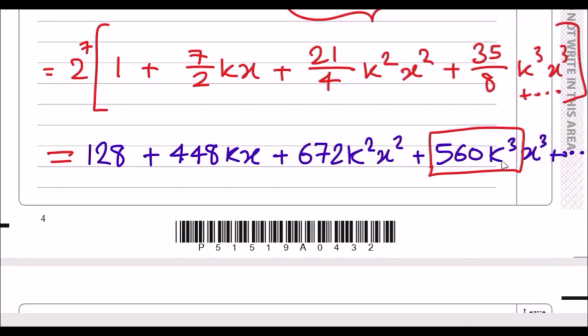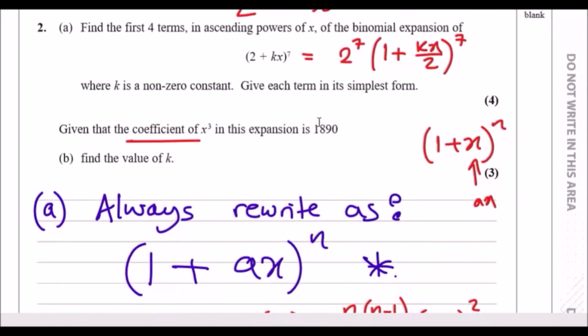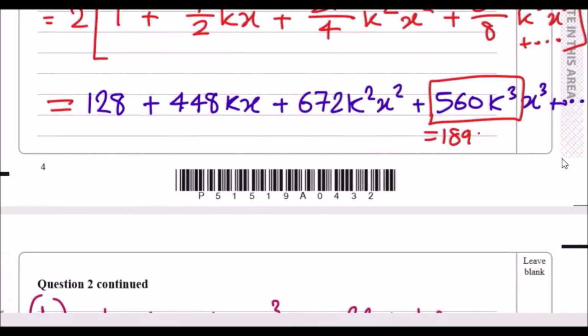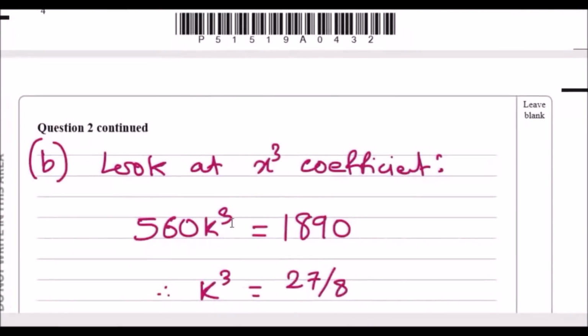Now it is telling us that this expression here is equivalent to 1890. So all you're essentially going to do is equate them and literally solve for k. So I did that over here.